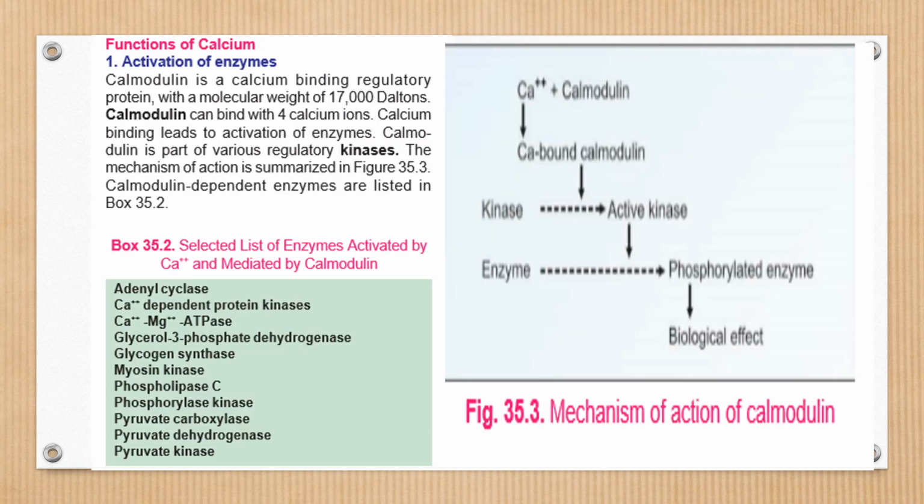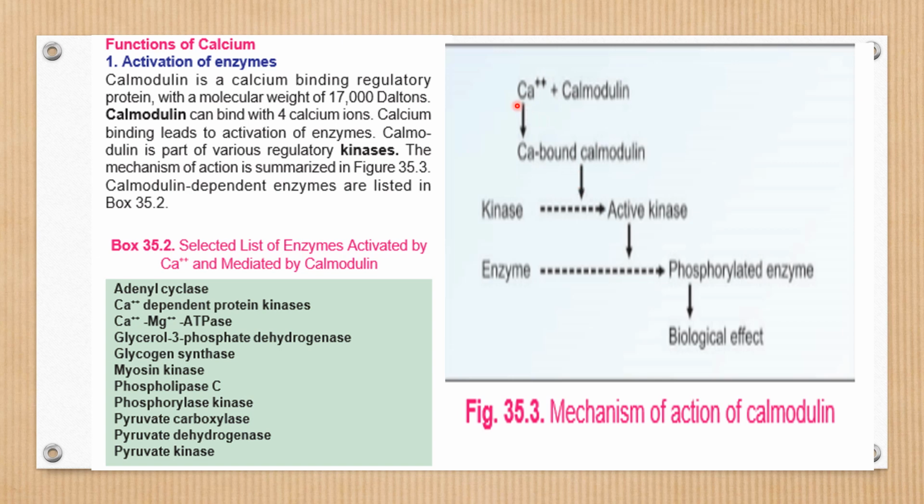Now here we see the various functions of calcium. The first important function of calcium is the activation of enzymes. There are various enzymes in our body that depend on the calcium calmodulin complex for their activation. For example, the enzyme kinase. It is dependent on the calcium calmodulin complex, also called calcium bound calmodulin, for its activation.